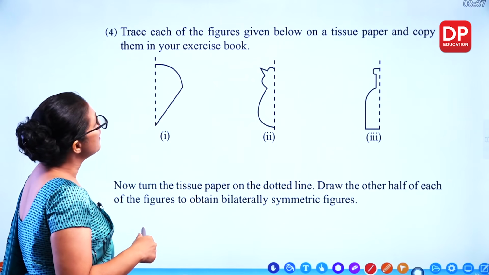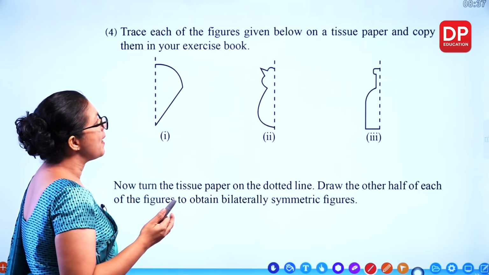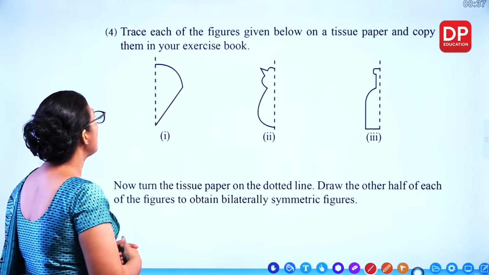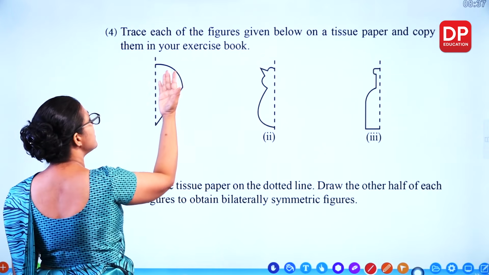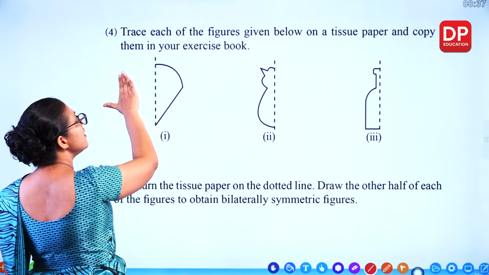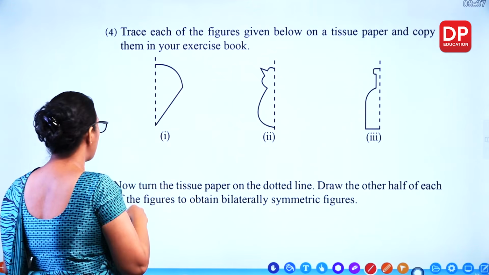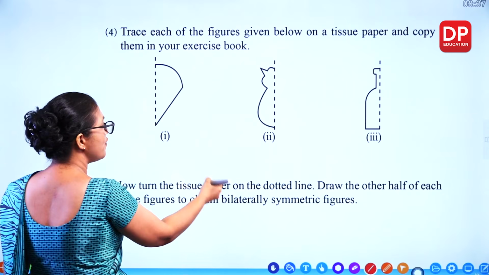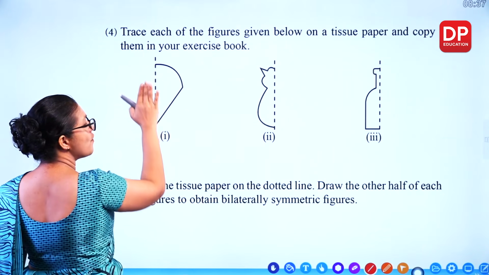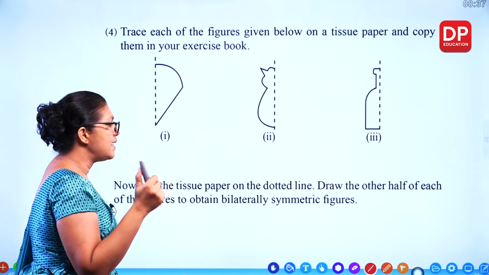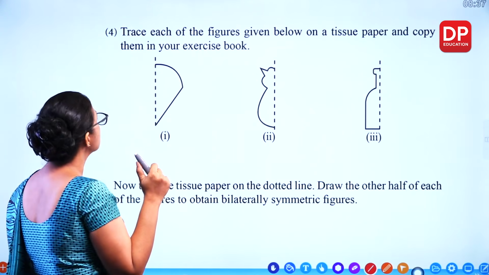Trace each of the figures given below on a tissue paper and copy them in your exercise book. So what you can do, you can trace it and keep it on the other side and trace the other part. Now turn the tissue paper on the dotted line. So draw the other half of each of the figures to obtain bilaterally symmetric figures.